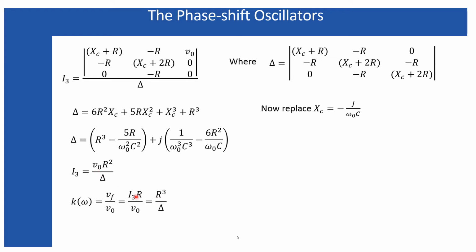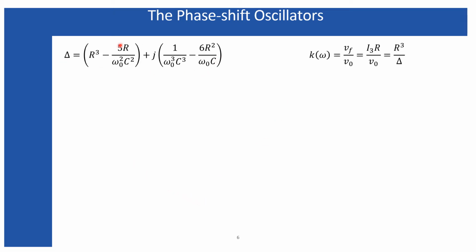So this V0 gets cancelled from both the numerator and denominator, and I3 gets multiplied with this R, producing this R to the power 3 divided by this delta. So this is the determinant which has both the real part and the imaginary part, and this is the expression of K, where this determinant exists at the denominator.